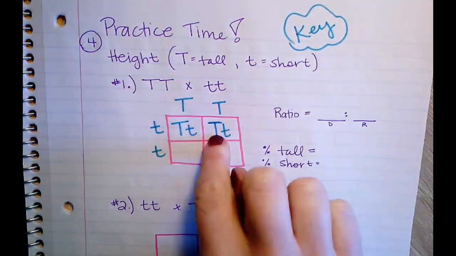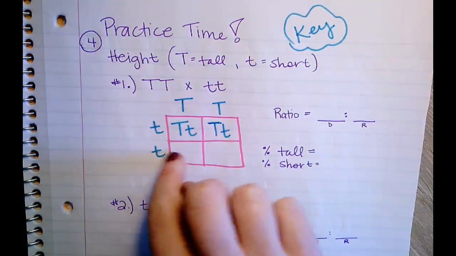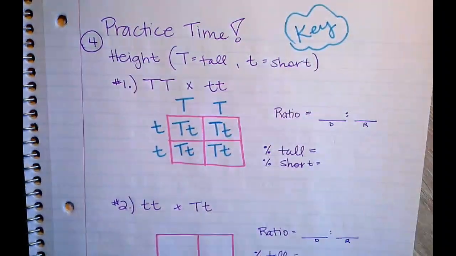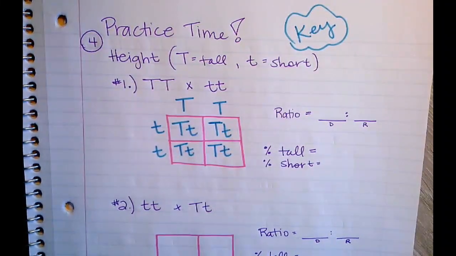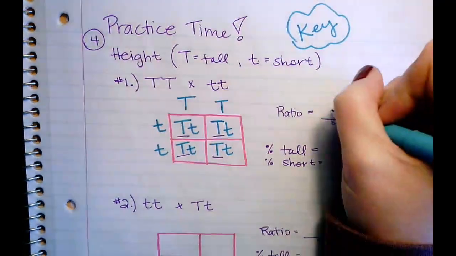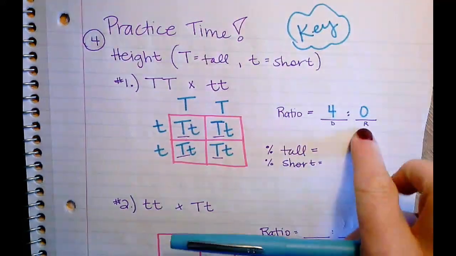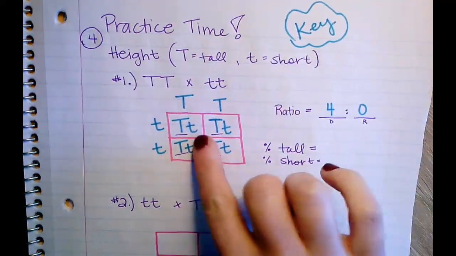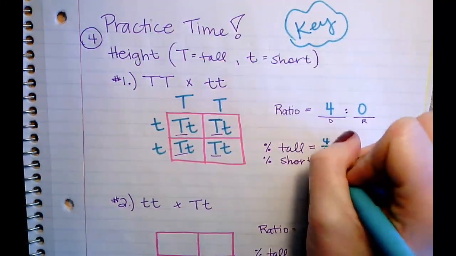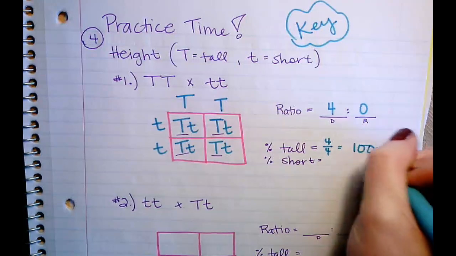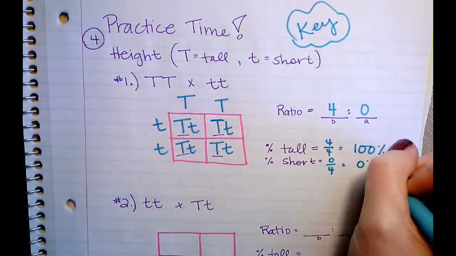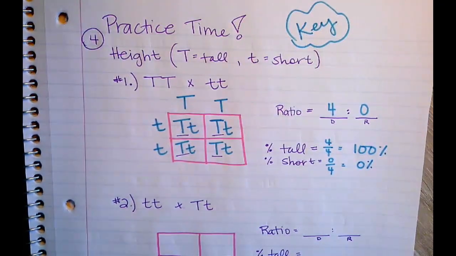So that's also heterozygous dominant. Then here, big T, little t. And then again, big T, little t. So all of these are heterozygous dominant. So I've got big T, big T, big T, big T. So my ratio would be 4 to 0. We have no recessive. They might be carriers of the recessive trait, but they're not fully recessive. So our percent of tall would be 4 out of the 4 boxes, which equals 100% tall. 0 out of 4 of the boxes is a 0% chance of being short.